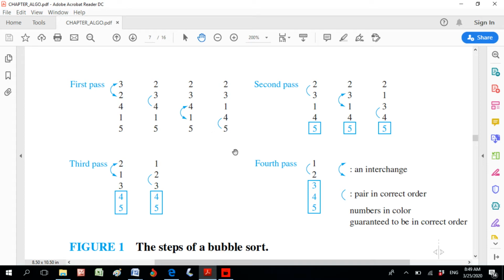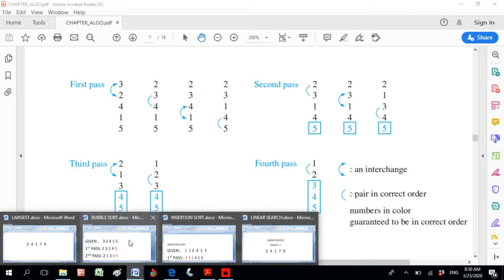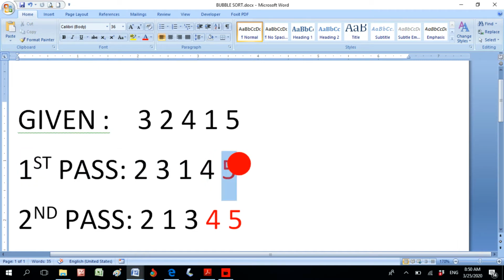So what did we accomplish on the first pass? I don't know if you were able to see, but we did accomplish one thing. We were able to put the largest number at the bottom. Okay, the largest number has been placed at the bottom part. So that's why in this demo, I highlighted 5 as the result of the first pass. Again, we were able to produce the largest number, and it's permanently there on the last part of the list. Okay, so again, this is your first pass.